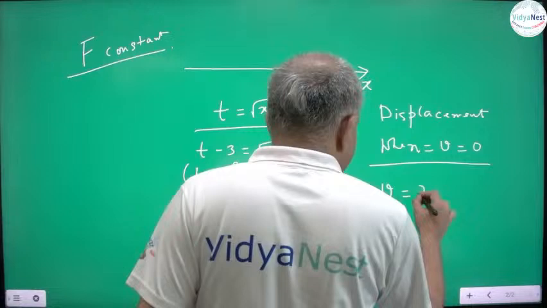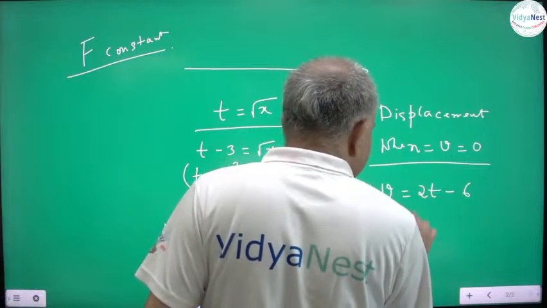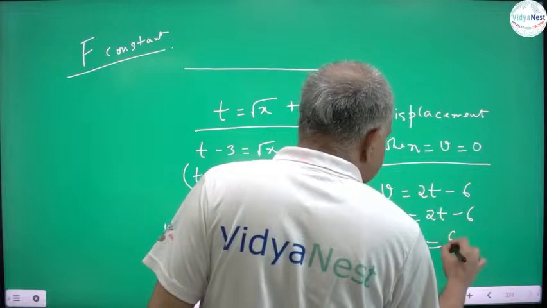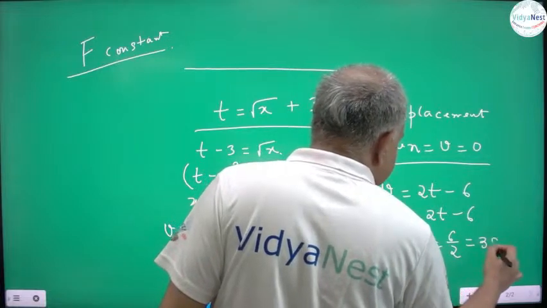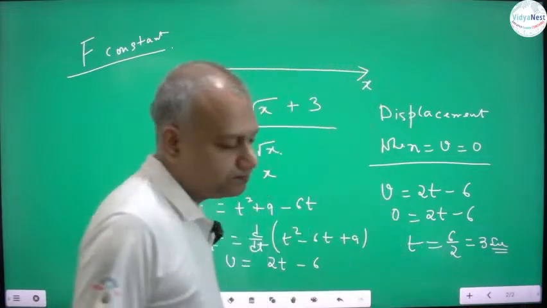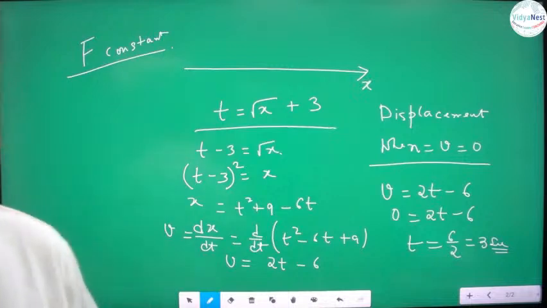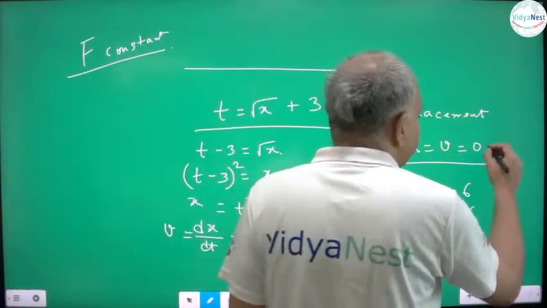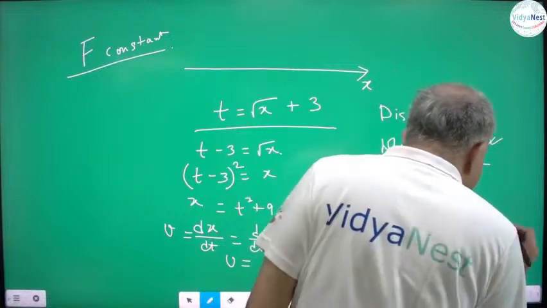v is equal to 2t minus 6. If it is going to become 0, then 2t minus 6 equals 0. So t is equal to 6 divided by 2, that is 3 seconds. In this condition, velocity is going to become 0. Velocity is going to become 0 when the time is 3.